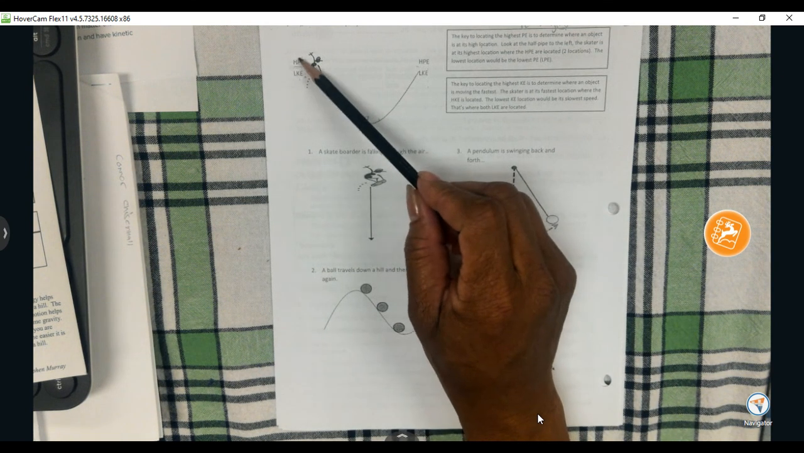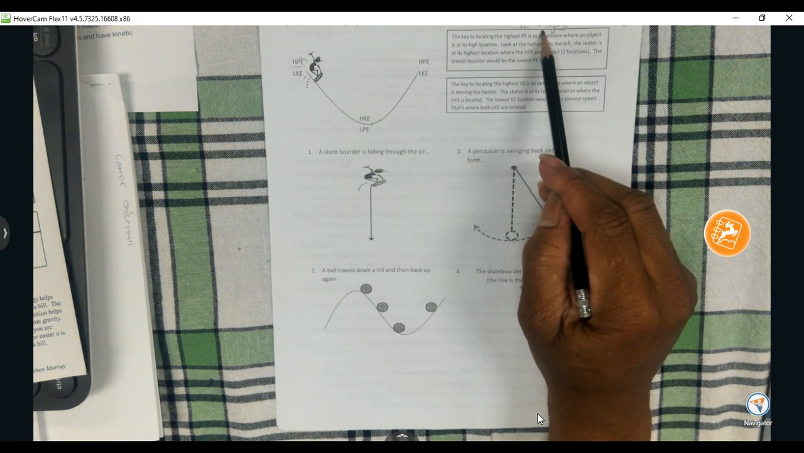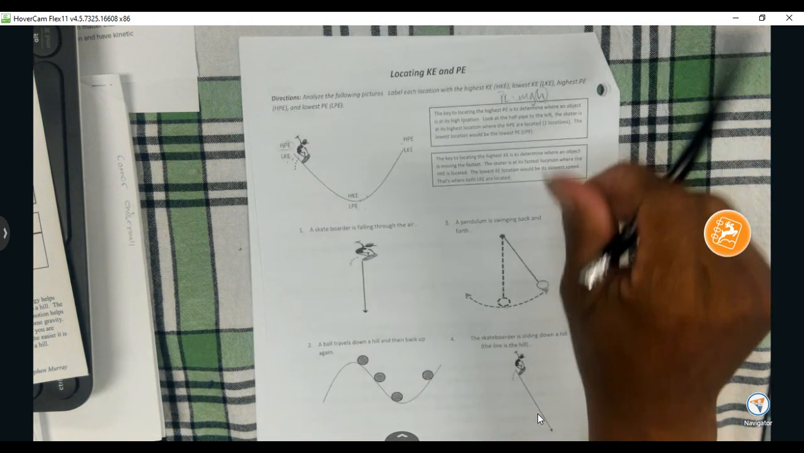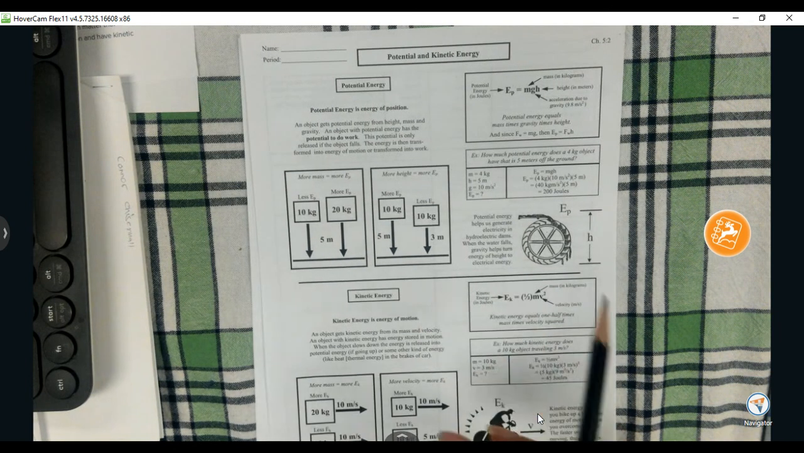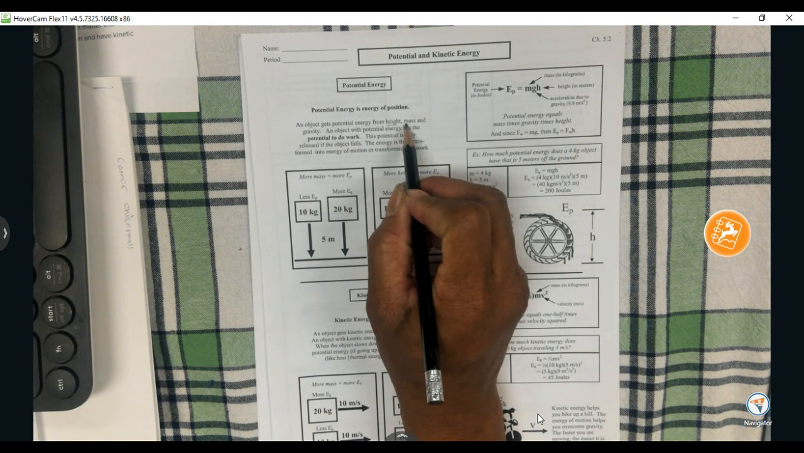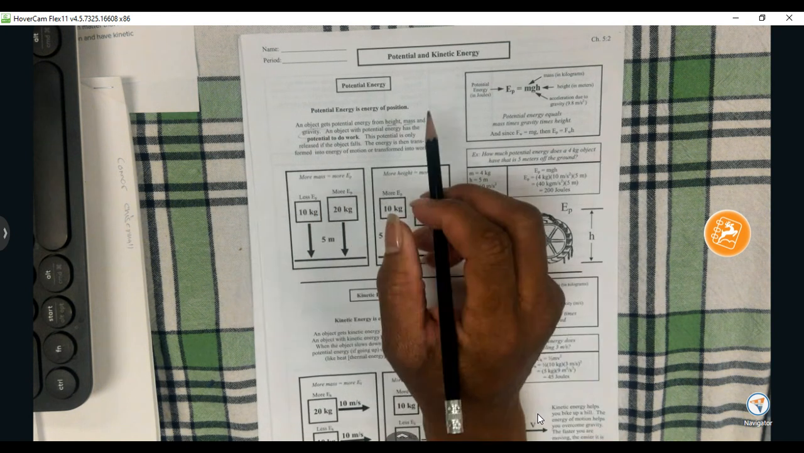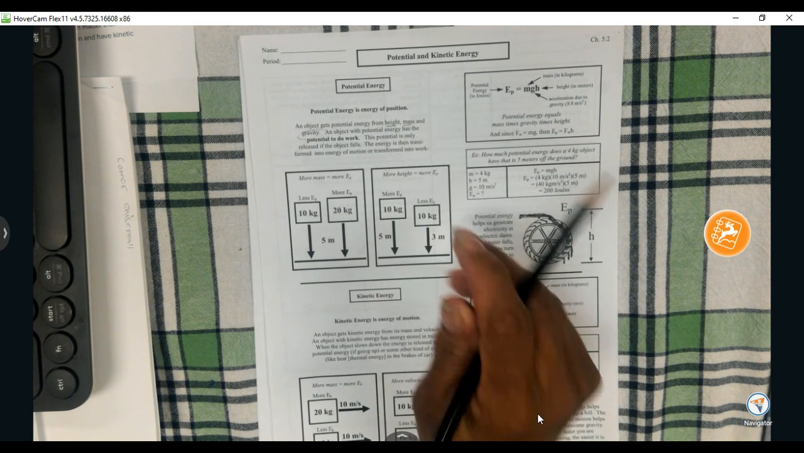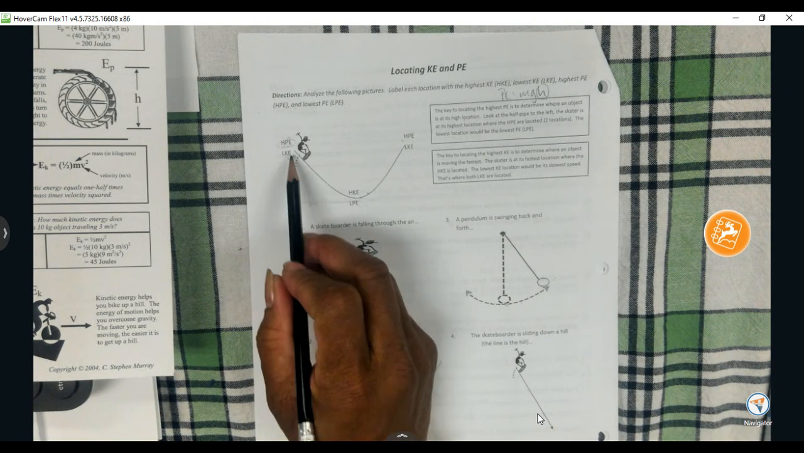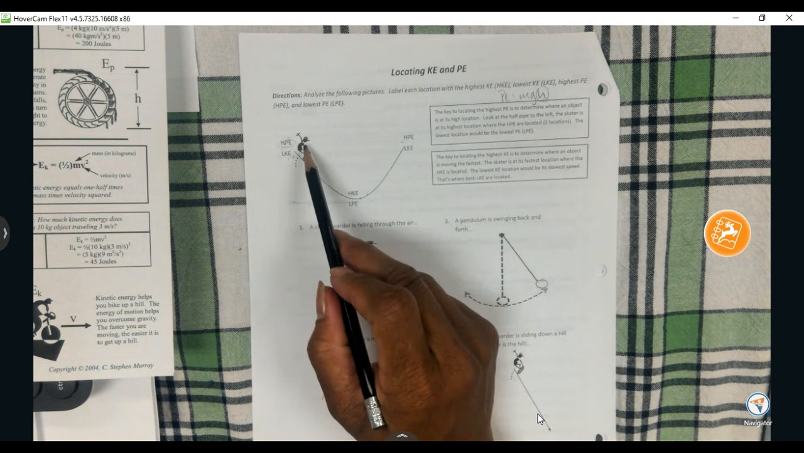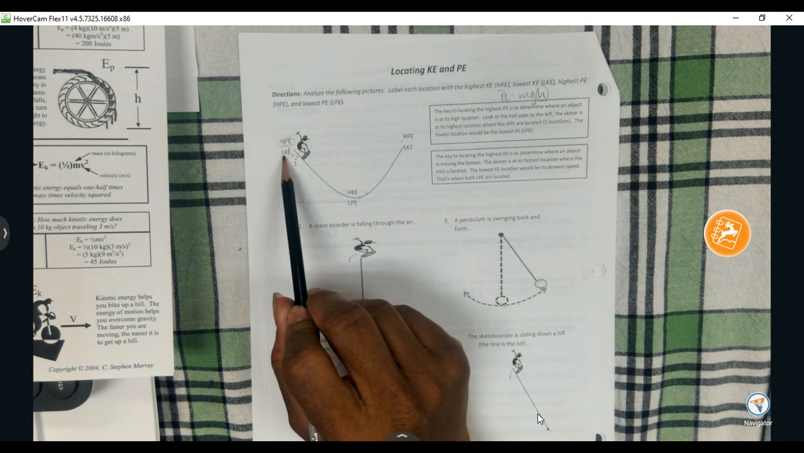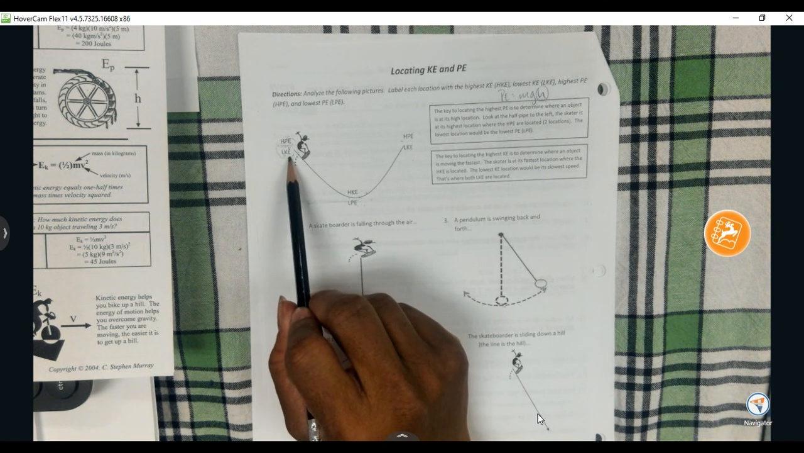So potential energy is contingent on mass. Oh, you can't see that. Mass, gravity, and height. Right? So let me come back to the note page. Potential energy has to do with mass, gravity, and height. Well, gravity stays the same. So in other words, we're looking at mass and height. So the higher you are, the farther you are from the ground, the more potential energy you have. So at the highest point, the skater has the highest potential energy. It means he's also moving the slowest, so he has the least amount of kinetic energy.